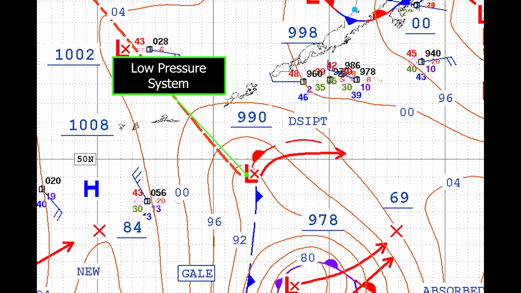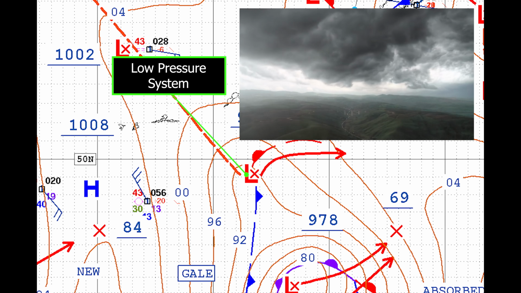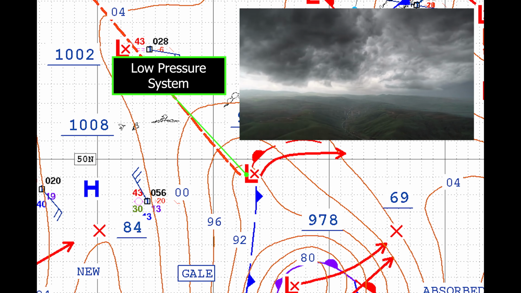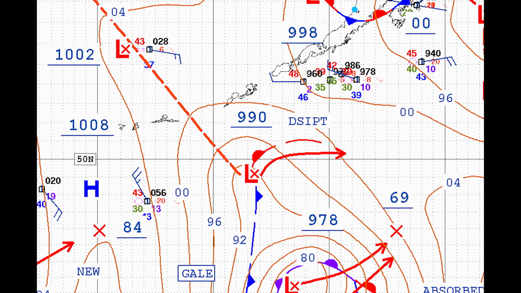Next, we have a low-pressure system. It features a counterclockwise circulation in the northern hemisphere and a clockwise circulation in the southern hemisphere. Also called a cyclone, this system is often associated with storms, strong winds, and unsettled weather.